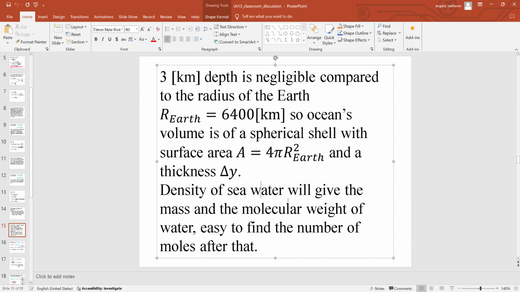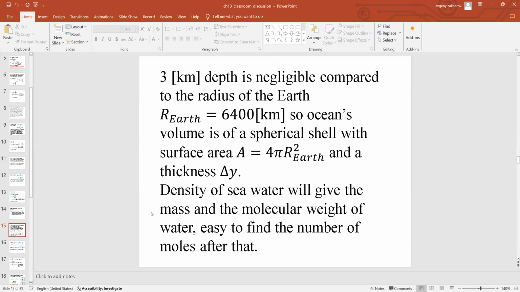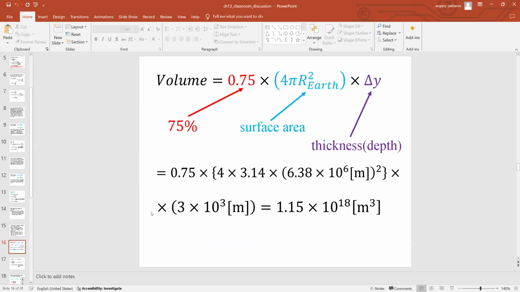So we have all the parameters here. Density of seawater. Remember, it's 1,000. For all the water that you think of, you just say 1,000 kilograms per meters cubed. And for moles, we're going to go with the definition of a mole. So first of all, it's the volume. How much water in terms of volume do we have to consider? It's 75%, so it's 0.75 coefficient in front. The surface area is 4 pi r squared, r being the radius of Earth. And your thickness is the depth of 3 kilometers that is given as well.